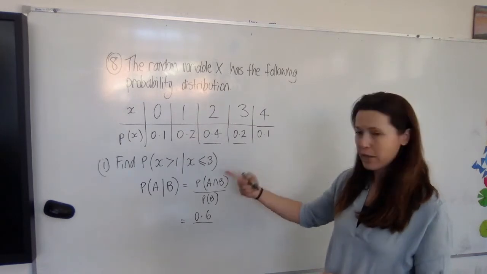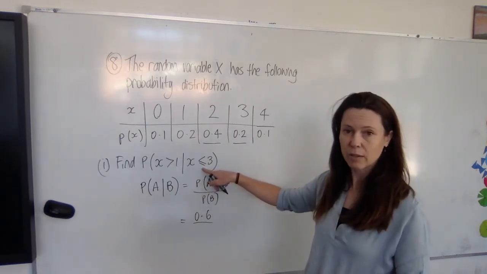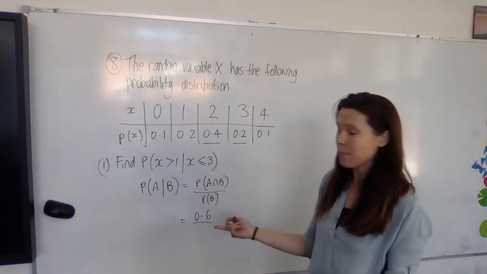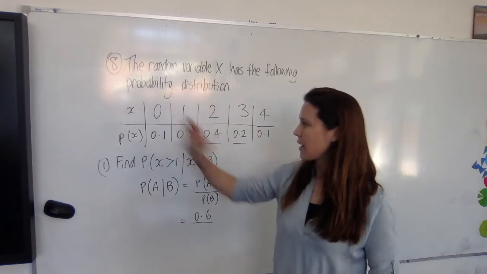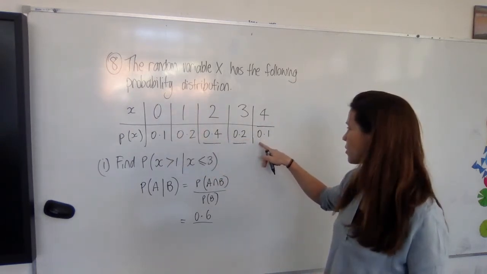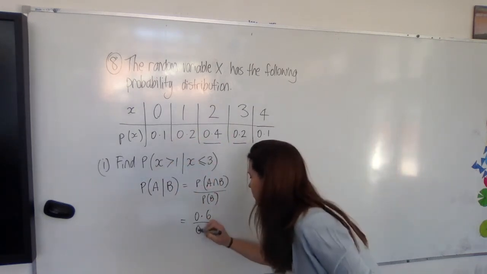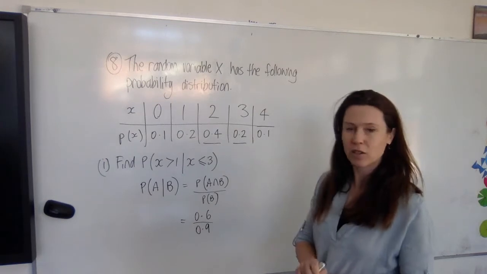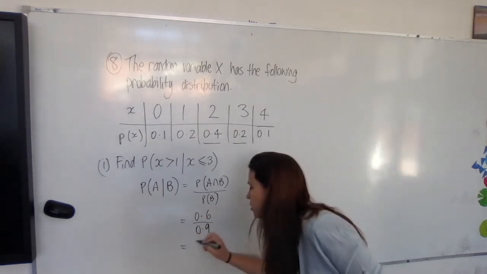over the probability of B. Now remember, B is x being less than or equal to 3. So what's the probability of that happening? Well, less than or equal to 3 are all of these outcomes here added together. So it's everything except this one, which is 0.1. So obviously these all add up to 0.9. Now we just need to simplify the fraction. 0.6 over 0.9 is the same as 6 over 9, which is the same as 2/3.